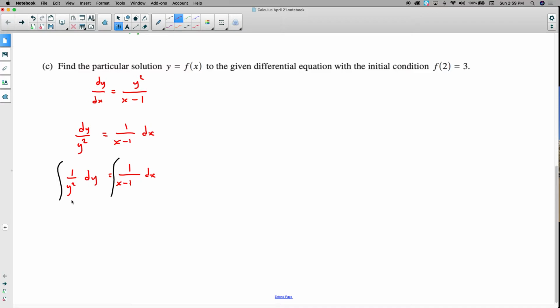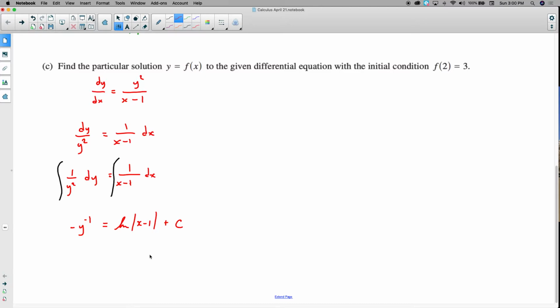Okay, so over here, that's essentially y to the negative 2. So on the reverse power rule, we get negative y to the negative 1. And then over here, you can do a quick little u-sub, or this is just that pattern that is so prevalent. That is the natural log of the absolute value of x minus 1 divided by its derivative, which happens to be 1, and then plus some constant that I'm now going to go and find.